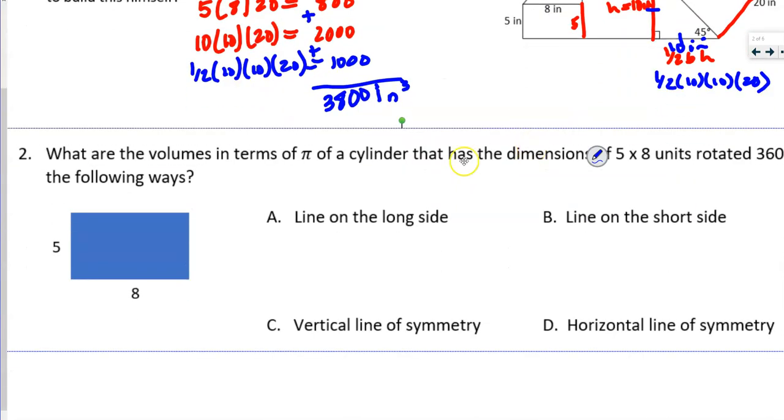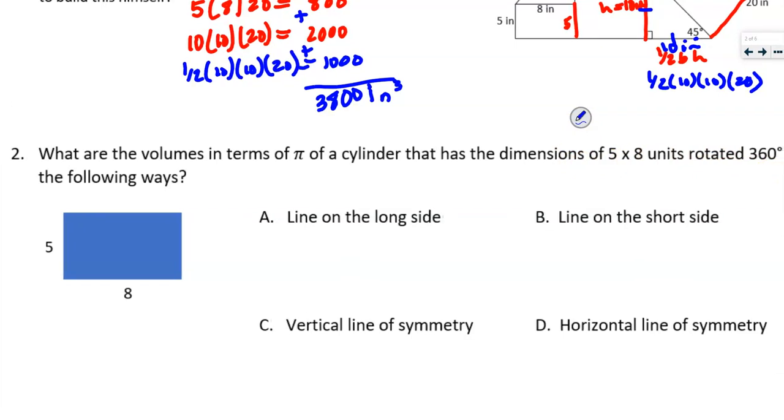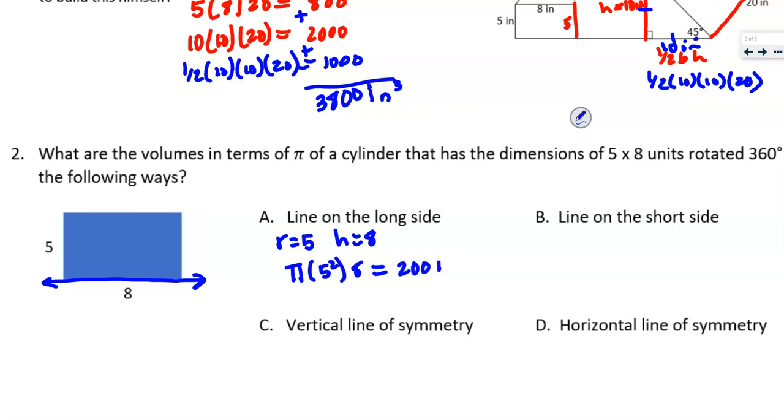All right, so this next one says, what are the volumes in terms of pi of a cylinder that has the dimensions of 5 by 8 rotated 360 degrees? That should be degrees. Let me move that over. The following ways. So a line along the long side. So that would be a line here. So if I do that one, then my radius is 5, right? So radius is equal to 5, and the height would be equal to 8. So this is going to be pi times 5 squared times 8. That's 25 times 8. So that's 200 pi.